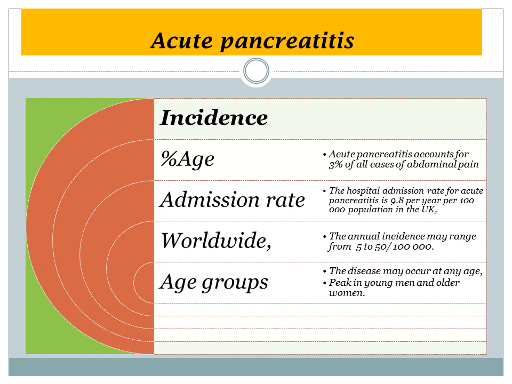As far as the incidence of acute pancreatitis is concerned, acute pancreatitis accounts for 3% of all cases of abdominal pain. The hospital admission rate for acute pancreatitis is 9.8 per year per 100,000 population in the UK, and worldwide it is 5 to 50 per 100,000. The disease may occur at any age, with peaks in young men and older women.